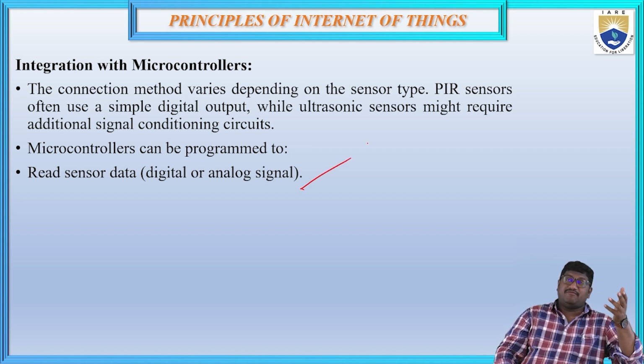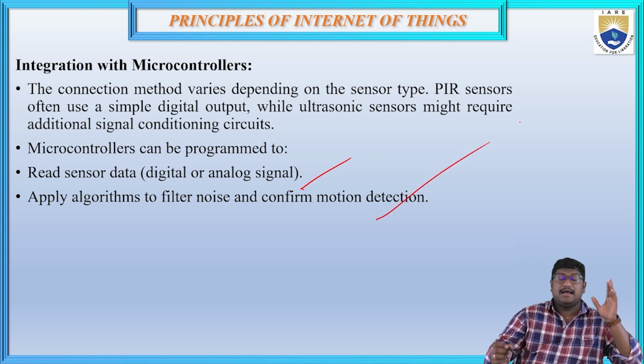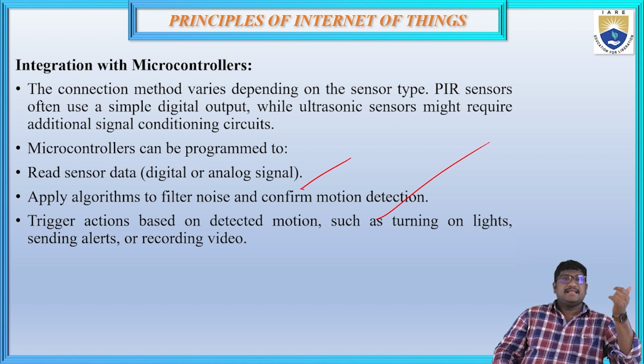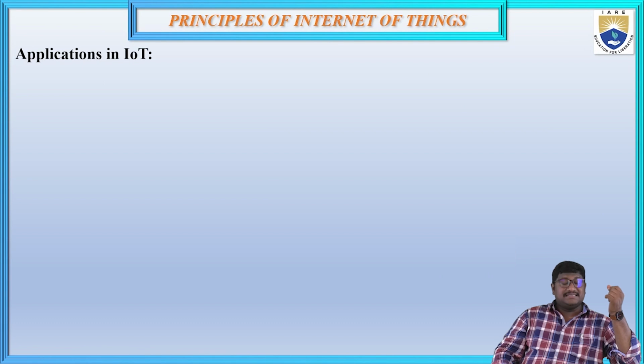And here is how these microcontrollers are programmed for reading sensor data. Either the data will be in the form of an analog or digital signal, and we apply algorithms to filter noise or to confirm motion detection, and then trigger an action based on the detected motion, such as turning on the lights, sending alarms, sending the recorded video. All these things can be done with the help of these sensors.